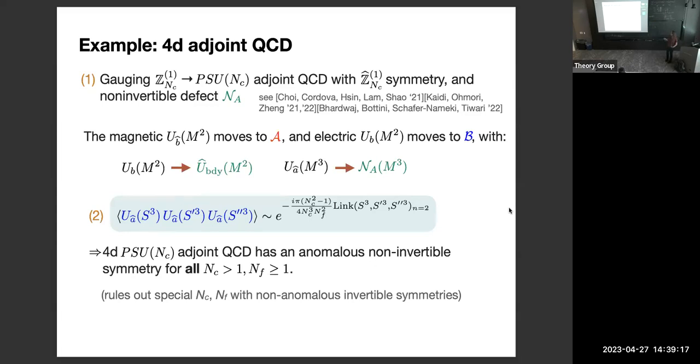Of course, I would have known that this theory had an anomaly, at least for most values of N_C and N_F, but because of the form of this coefficient, this does rule out some super special values. So you can debate how much information you've gained here, but anyways, this is the sort of statement you can make.